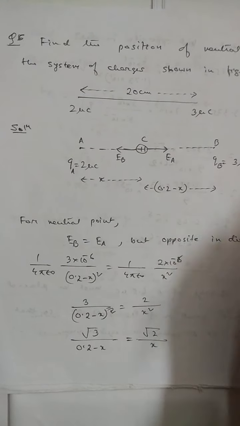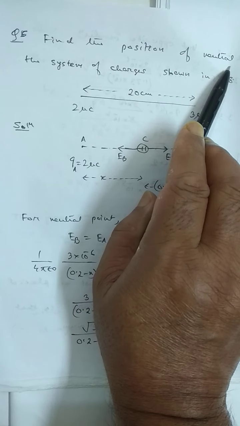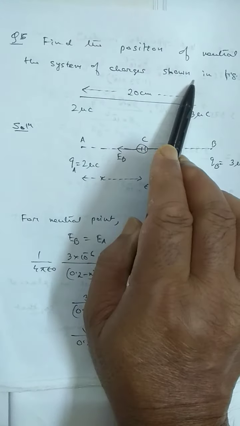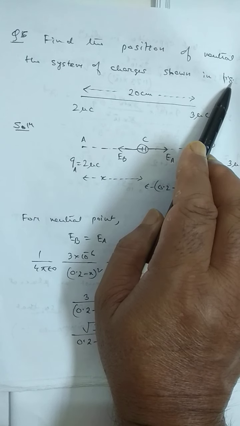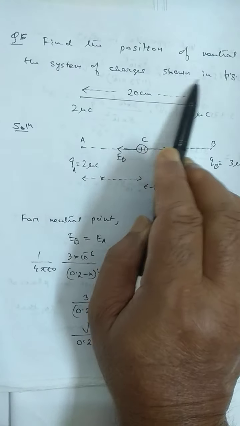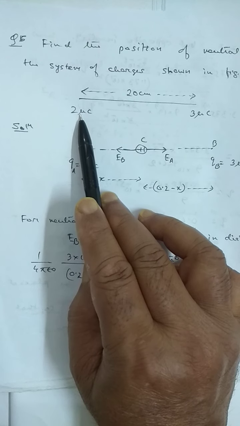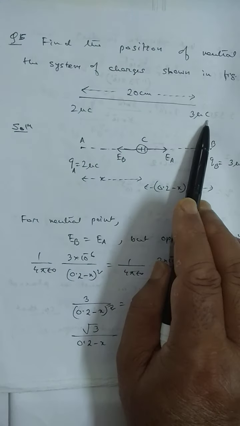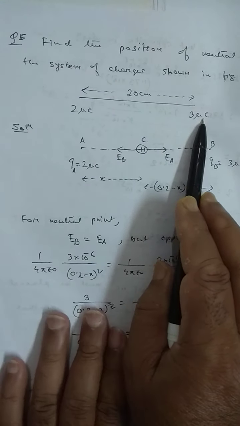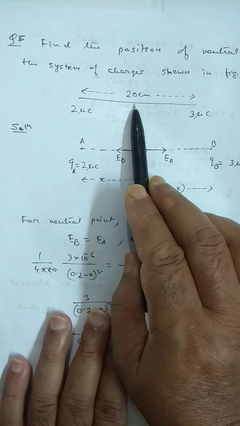Okay, the first numerical is: find the position of the neutral point for the system of charges as shown in the figure. In the figure we have two charges, one is 2 microcoulomb and one is 3 microcoulomb. They are separated by a distance of 20 centimeter in air medium. We have to find out the position of the neutral point.